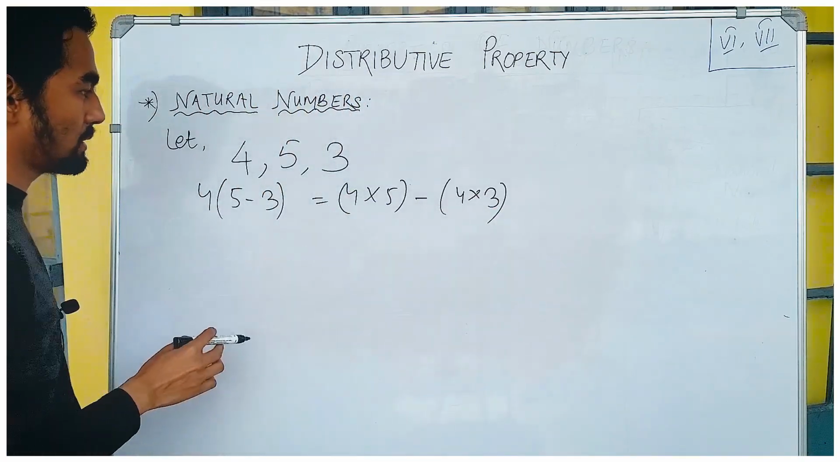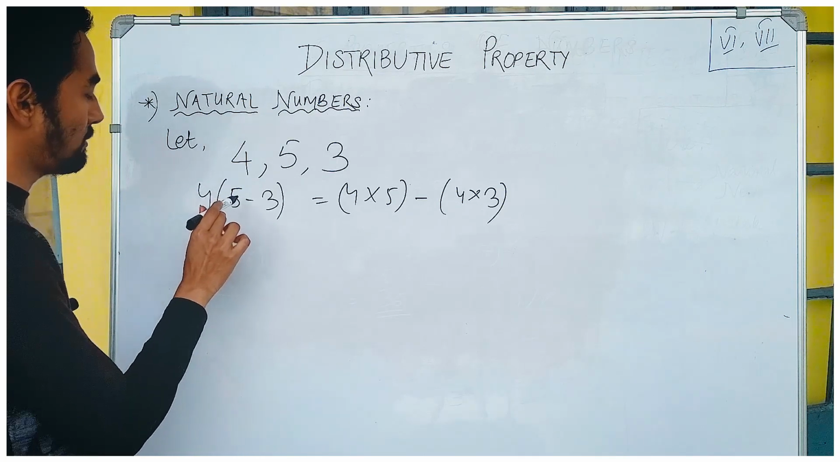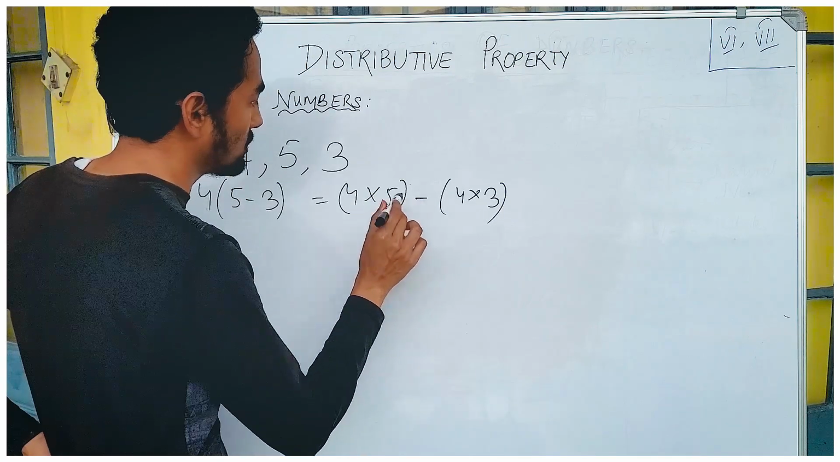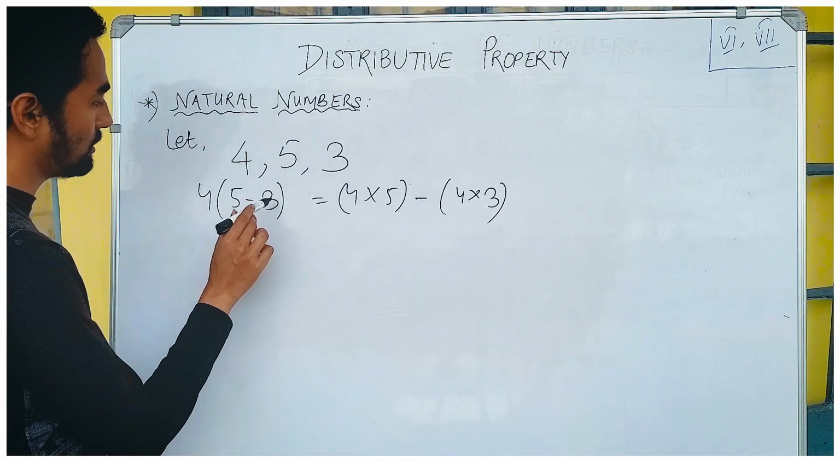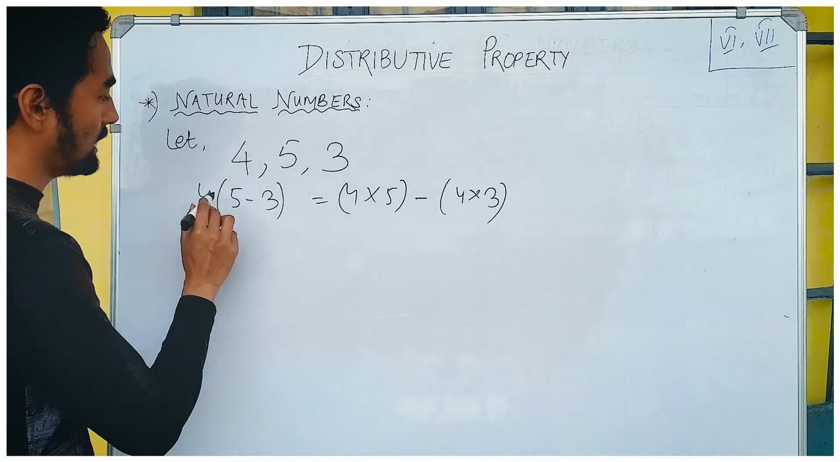How are we getting this? Because this is the distributive property. 4 is to be multiplied first with 5, so 4 into 5. We have a minus sign here, so the minus sign goes here. And then for the second term we have 3, and we have to multiply 4 with 3, so 4 into 3. So now we'll see whether LHS is equal to RHS or not.